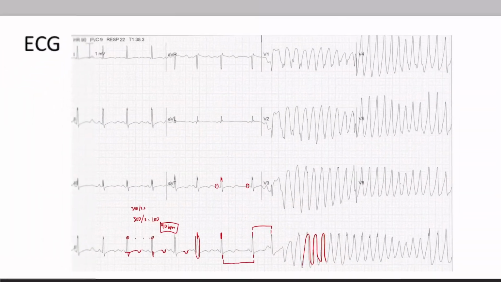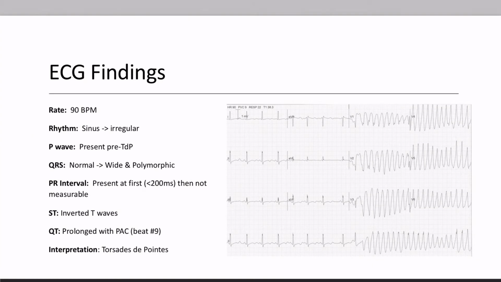So let's go over our findings. Our rate was about 90 beats per minute. We said it was sinus rhythm, so this is when it's originating from the SA node. We know this because there are P waves, and then it becomes irregular. The P waves are present, the QRS was normal, and then it becomes wide and polymorphic. The PR interval was present at first, and then it's not measurable in this kind of second half.